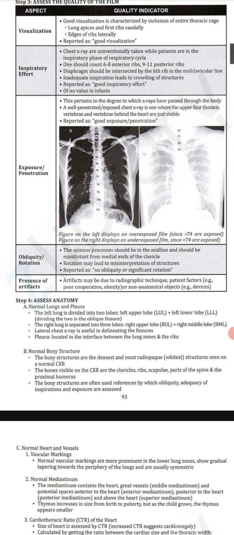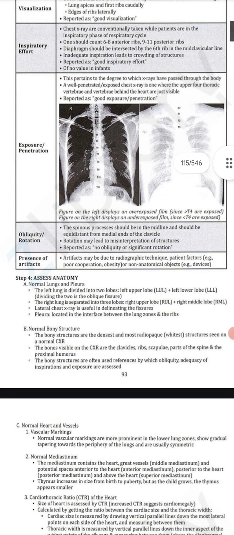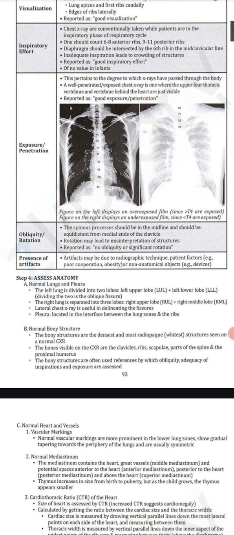Exposure or penetration pertains to the degree to which the X-rays pass through the body. A well-penetrated or exposed chest X-ray is one where the upper 4 thoracic vertebrae and the vertebrae behind the heart are just visible. Reported as good exposure or penetration. The figure on the left displays an overexposed film, where more than T4 is exposed. The figure on the right displays an underexposed film, since less than T4 is exposed.